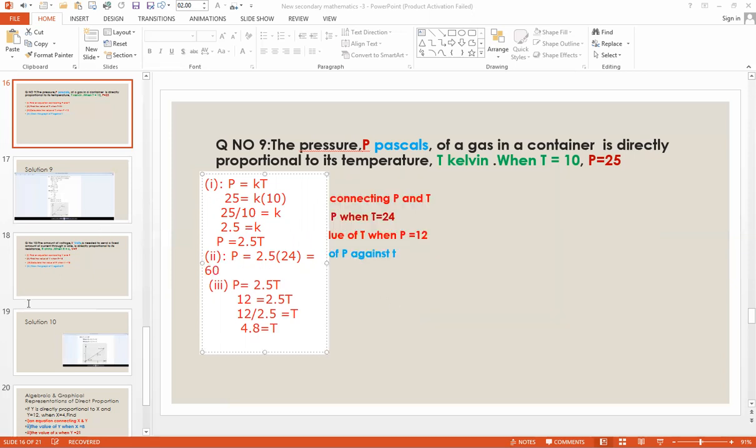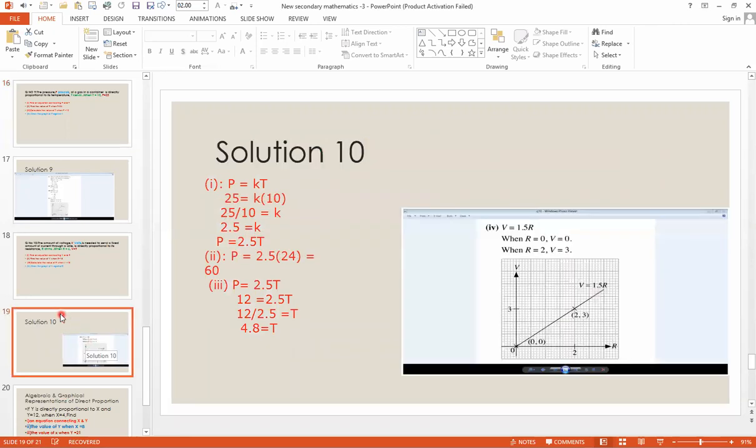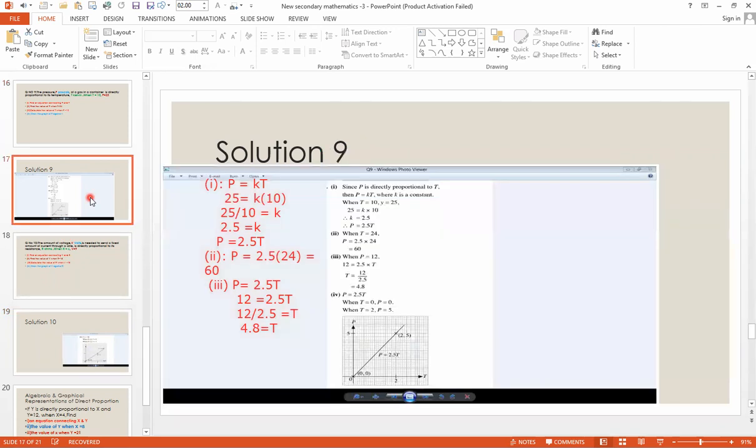Now we have to move towards the next part. That is the fourth part. According to the fourth part, you have to draw the graph. The graph of question number 9. This one is okay. We have already done these solutions that are given. The value of p is 60. That is 4.8. We have already done all this. Now we just have to focus on the graph. The fourth part is to draw the graph.